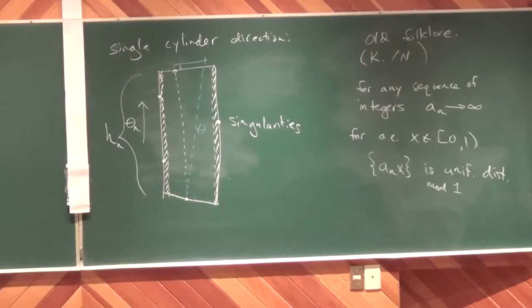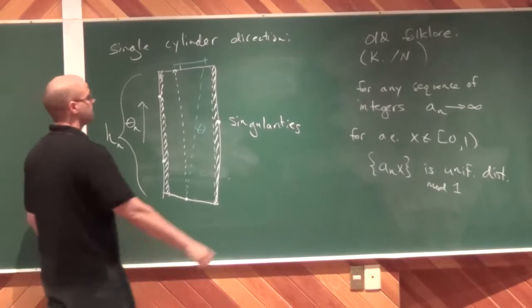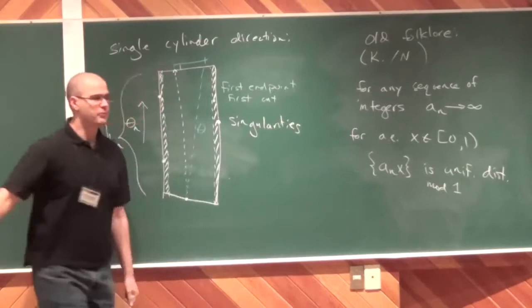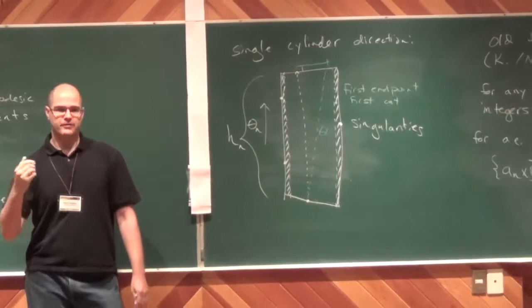And where did Mr. Green go? I can assume that the first endpoint of the first cut is trapped within this epsilon neighborhood of the boundary of the cylinder. By passing to a further subsequence, what can I do with the second endpoint? I can do the same thing.